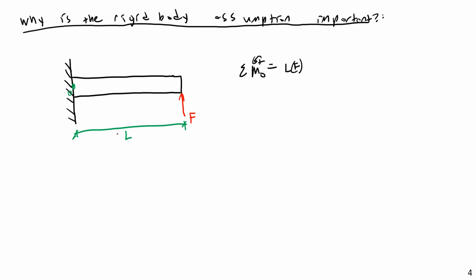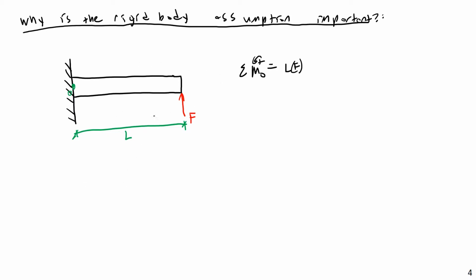But notice what I assumed here. Or maybe you didn't notice what I assumed here, or maybe you haven't quite seen this yet. I have assumed that this beam is a rigid body. I have assumed that this beam actually hasn't changed shape. So, what would happen if the beam actually did change shape?